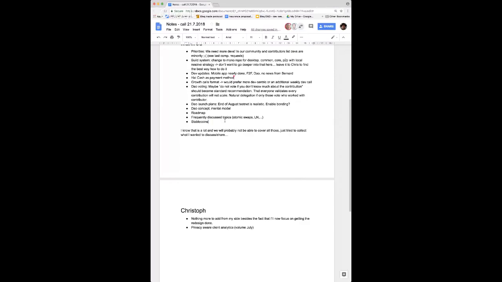And I see that there are frequently repeated discussion topics like atomic swap, Lightning, and so on. I think it would be efficient to have one document, like a FAQ, where we are just giving the answers, because it's a little bit time-consuming to always repeat the stuff, and it's somewhere hidden in the forum or whatever. It would be good to have this more collected.